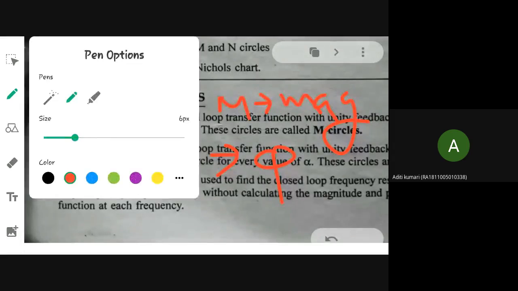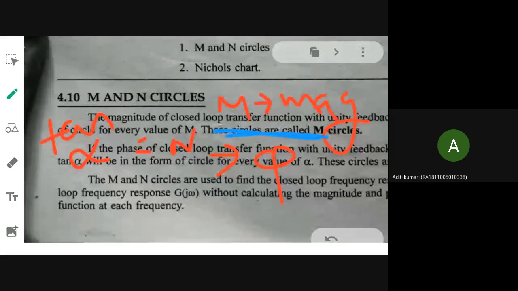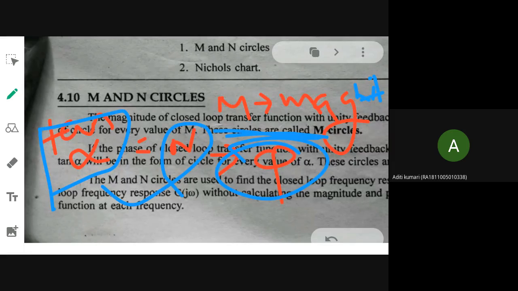What are M circles? It is corresponding to what parameter? That is corresponding to magnitude. If tan alpha is given, then it will be equivalent to N. So N is corresponding to what parameter? What does phi represent in general? Phase angle. So N is corresponding to phase and M circles are corresponding to magnitude.